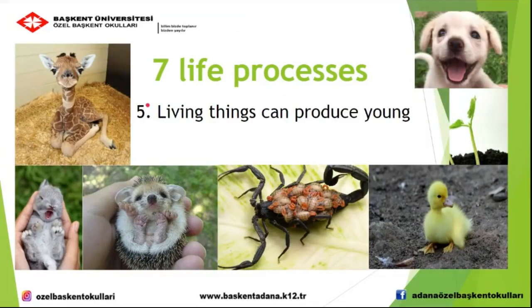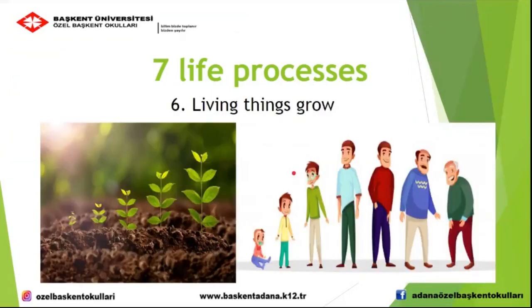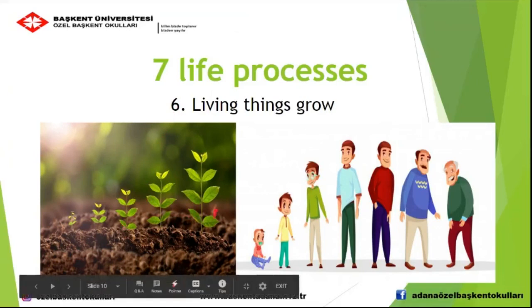Life process number 5. All living things can produce young. All animals and plants, from rabbits to scorpions, can produce babies. Living things grow. That is the sixth life process. All living things become bigger, such as plants or people.